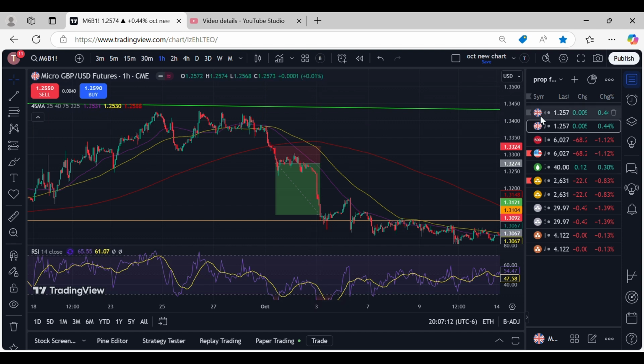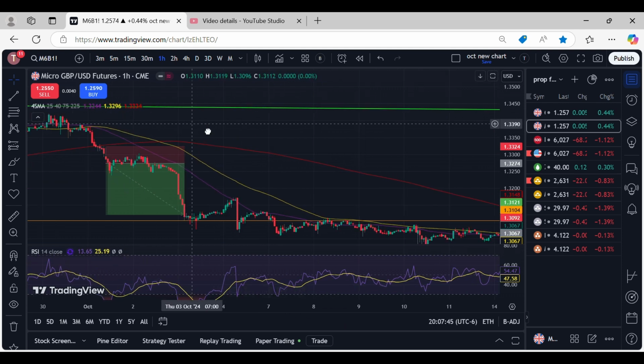So right now I'm on the micro Great British Pound futures. Looking at these charts, doing a backtest and reviewing the charts to see which are the best setups, I noticed that on Great British Pound, the 2 hour and the 1 hour show me some good setups and some good candles to look for. So that's what I went to.